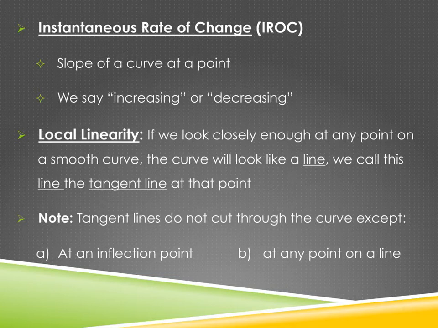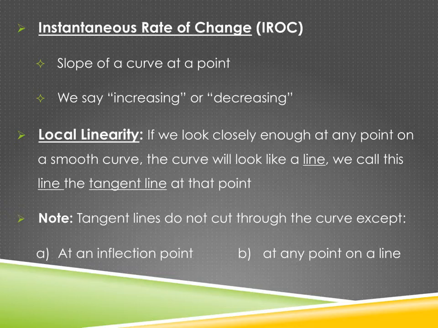Local linearity says that if we look closely enough at any point on a smooth curve, the curve will look like a line. The line is actually called the tangent line at that point. You've probably all had the experience in your calculator that it wasn't in a very good viewing window. You needed to zoom out or zoom in because it didn't quite look like what you were expecting. You looked at the equation, you said, yes, it's a parabola, and you looked at your screen and you said, that looks like a line. That's local linearity. If you look close enough at a particular point on a graph, it will look like a line. And that line is called the tangent line.